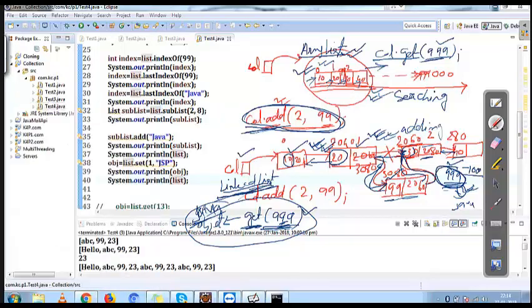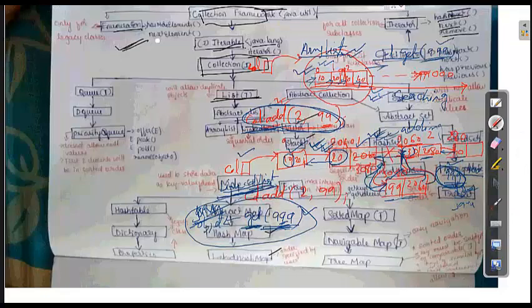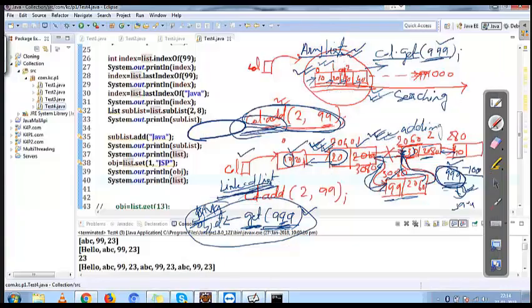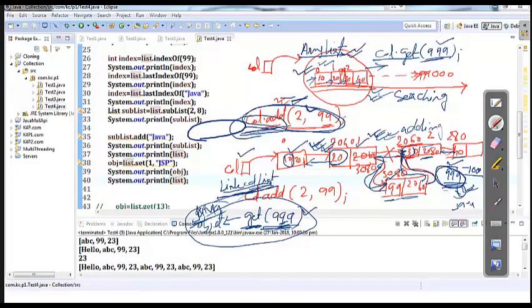Now, depending on your requirement, you either go for array list or for linked list. All the functions you can apply. Which type of operation you will perform frequently? Based on that, you have to find out your corresponding collection type, which collection you have to use. This is the internal data structure of array list, and this is the internal data structure of linked list.